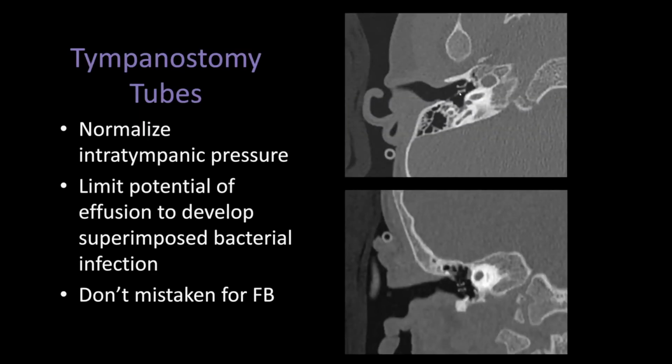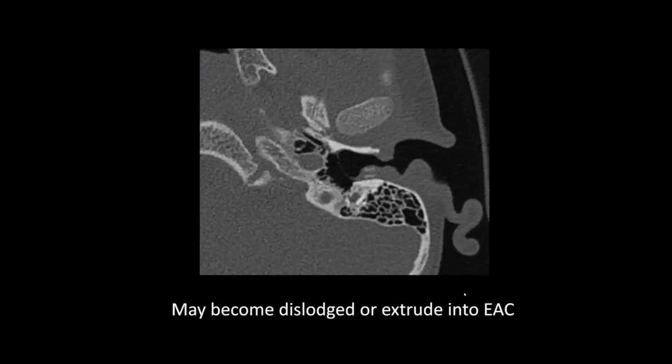Tympanostomy tubes are used to normalize the intratympanic pressure, and we can see that as these two parallel lines within the tympanic membrane, and they'll typically migrate around the membrane and then self-extrude, and every now and then we can see a tympanostomy tube kind of get stuck here. It's caused a little granuloma in the posterior aspect of the EAC.